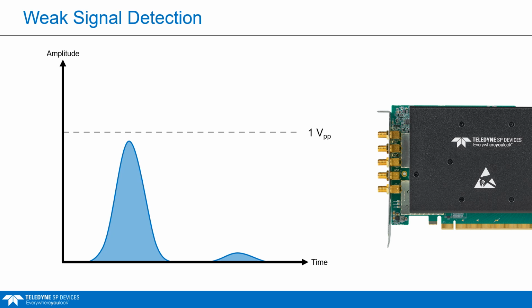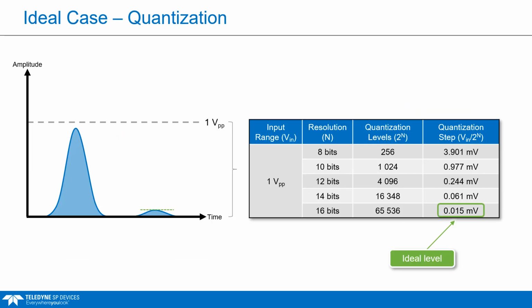So now we have adjusted the voltage of the strong pulse to match the input range of the digitizer. And the question becomes, what is the smallest detectable weak pulse that we can detect? For example, a 16 bits digitizer with 1 volt peak-to-peak input range can theoretically detect a signal as small as 0.015 millivolts. The digitizer's resolution determines the number of quantization levels, 2 to the power of n, and this, combined with the voltage input range, reveals the smallest detectable signal under ideal conditions.